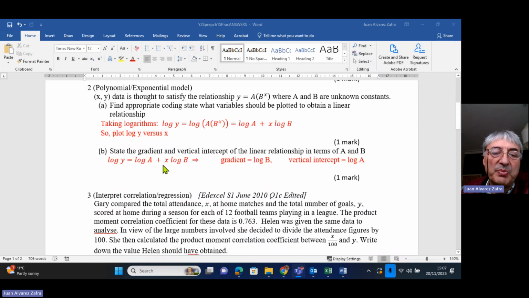If we do that for part B, then we should find that log b is the gradient and log a is the vertical intercept. So plotting log y against x, if that relationship holds, then we should get a straight line, and that straight line should have a gradient of log b and a vertical intercept of log a.